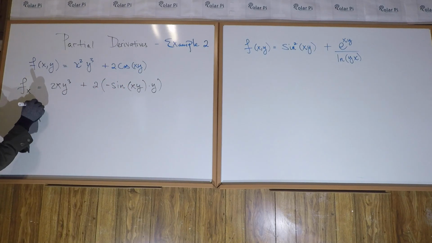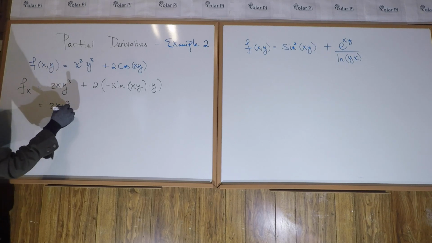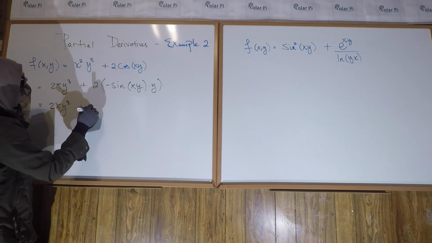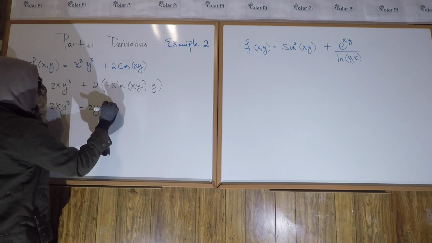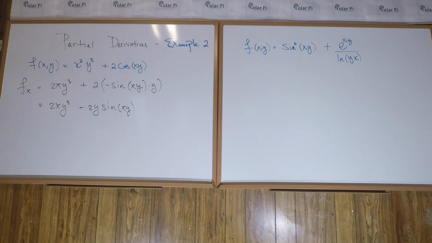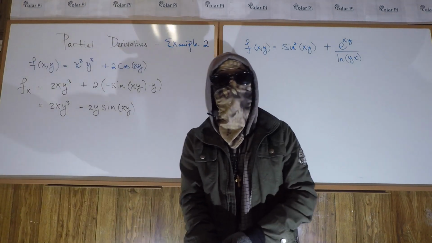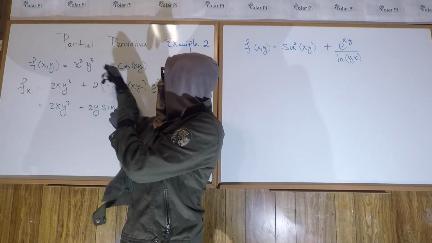So cleaned up, that'd mean the partial with respect to x, denoted by this, right, is equal to minus 2y sine of xy, right, like that. So we are done doing the partial derivative with respect to x for the function f here.